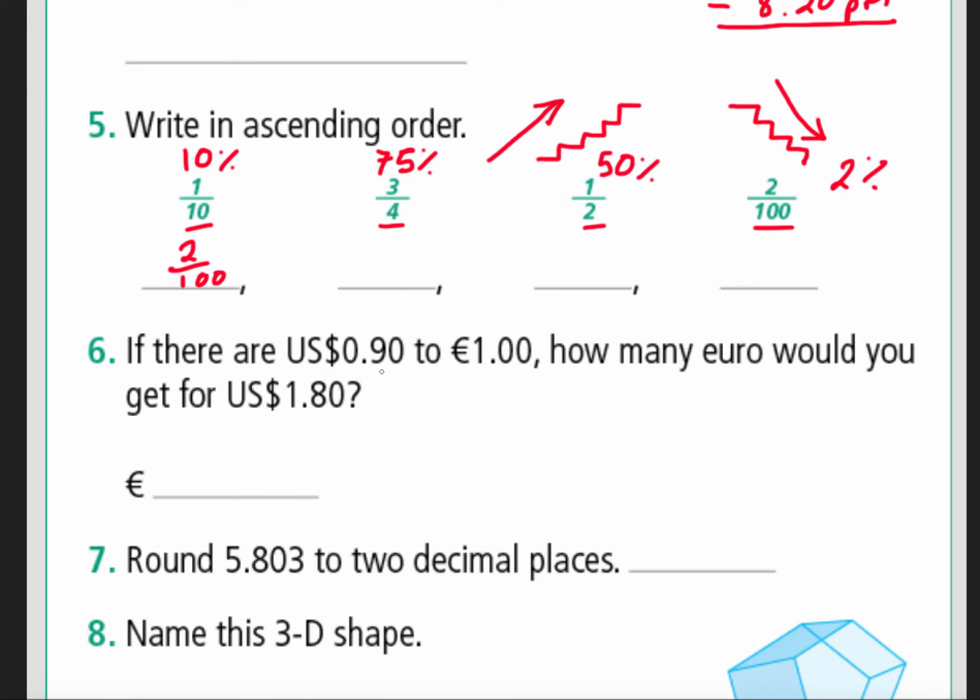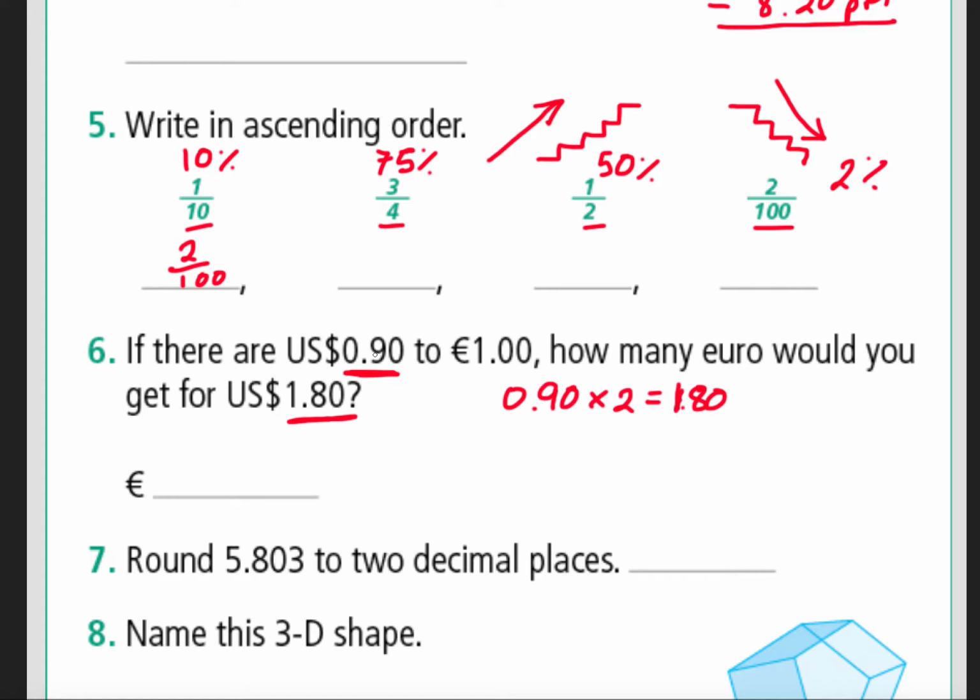Number 6, if there are US $0.90 to €1, how many euro would you get for $180? Now, if you look at 180 here and this 90, if we double 90, we get 180. And if we doubled 90 cents, we'd get $1.80.